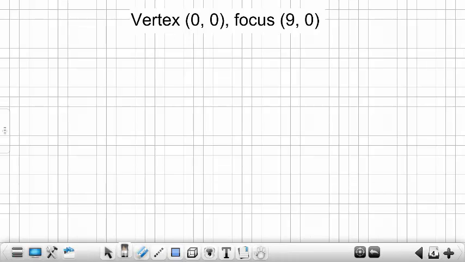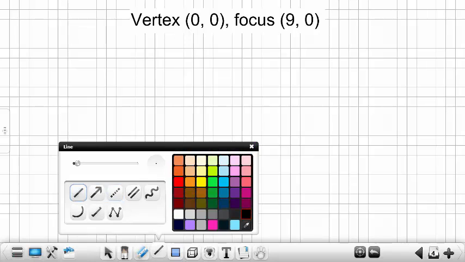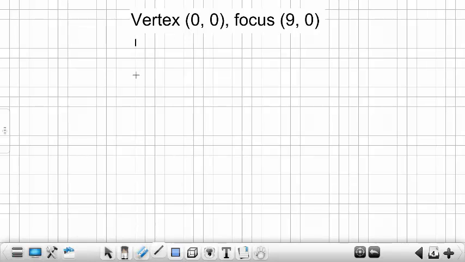So, guys, it's good to draw it just so you know which way it opens, because you have to know whether your A value is positive or negative. So, quick drawing. I'm going to make these drawings quicker and quicker. At some point, I might not even use the line tool. The vertex is 0, 0. Focus is 9, 0.